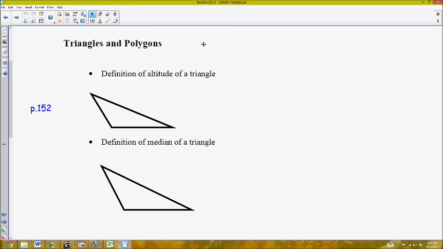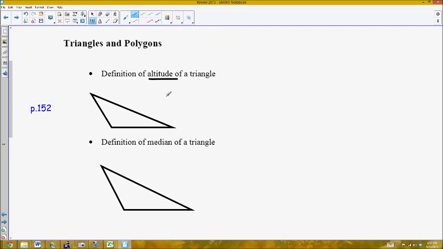Triangles and polygons. Now on page 152 of your textbook, which I recommend taking out and turning to that page now, it does a really nice job of showing you what all of the possible combinations of a median of a triangle, an altitude of a triangle, and the angle bisector of a triangle could look like. So I highly recommend taking that out. I'm just going to go through a quick overview of what the definitions of these things are.